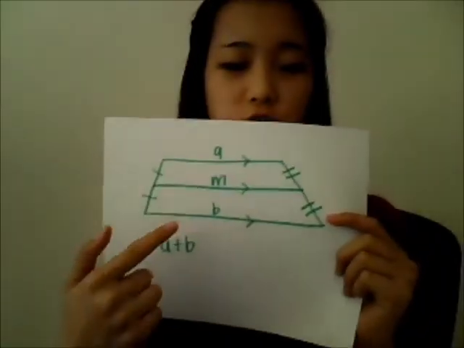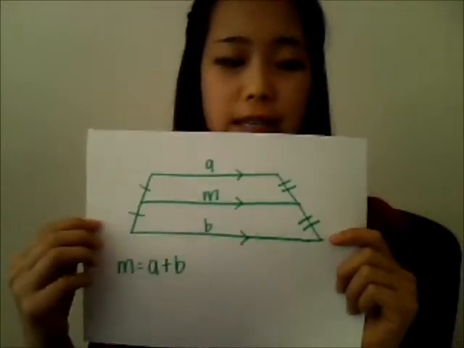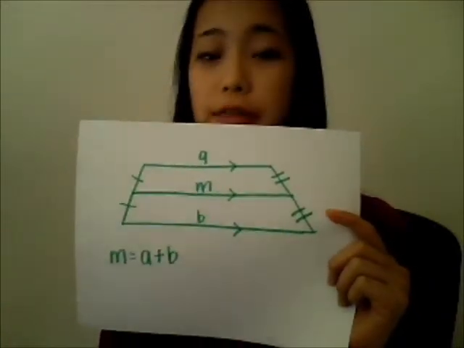Next question, correct this statement. The midsegment of a trapezoid is parallel to each base, and the length is equal to the sum of the length of the bases.